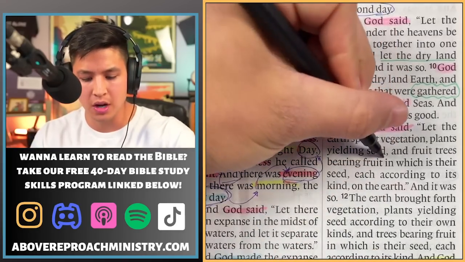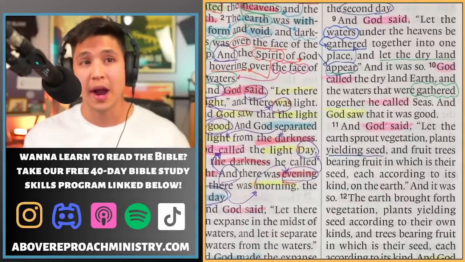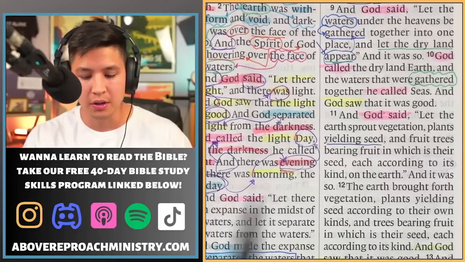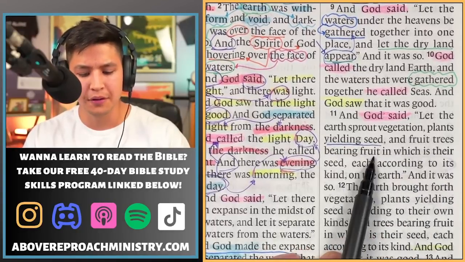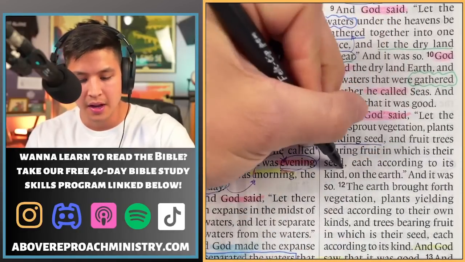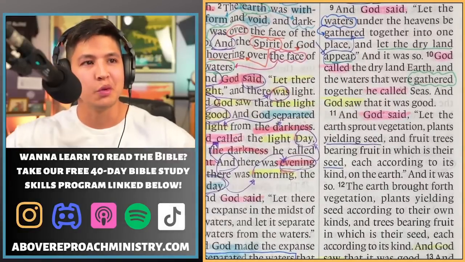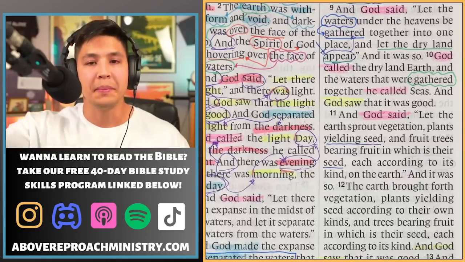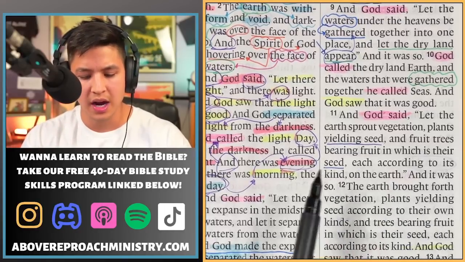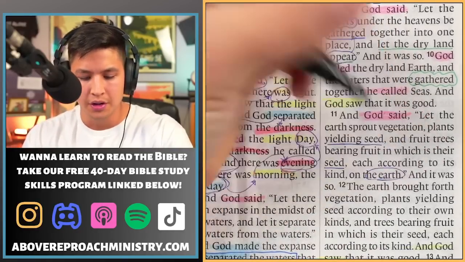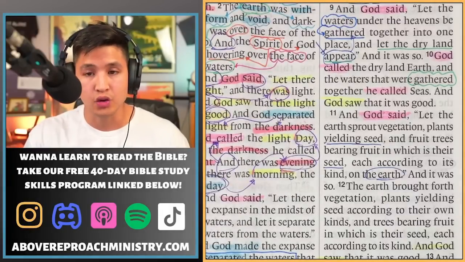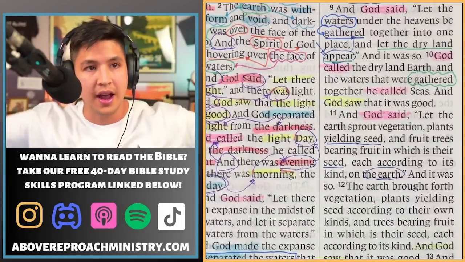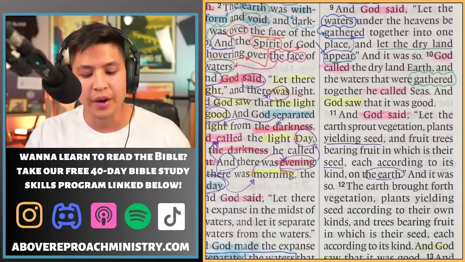This is important to know. The fact that the plants are described as yielding seed, which means it's self-producing by the word of the Lord. And that fruit trees bearing fruit in which is their seed. Again, I just pay attention to repeating ideas when things are described in certain ways that seem to repeat. Pay attention to that. Each according to its kind on the earth. So the waters are gathered into one place. The dry land seems to come up from that, or the seas reveal the land underneath it. And then from the land, God brings forth vegetation.